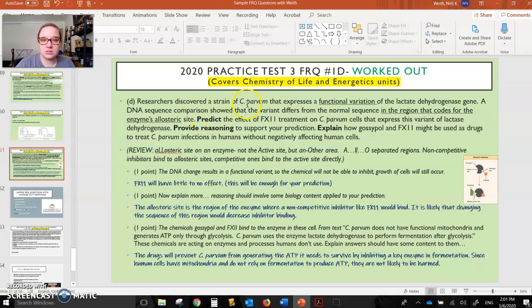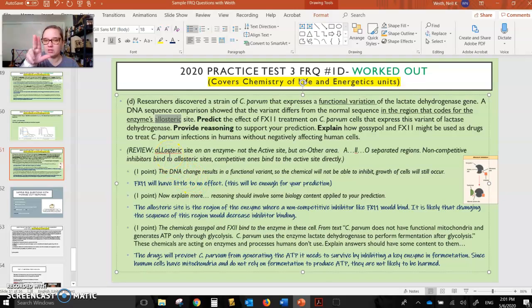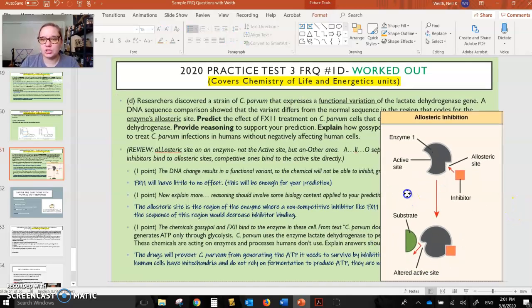A DNA sequence comparison shows the variant differs in the normal sequence in the region that codes for the enzyme's allosteric site. So allosteric is the key word here for review. Remember, I would do something like this with my hand, like A is the active site separated by the double L, O is some other site on the enzyme. So if we're talking about an allosteric site, this is non-competitive inhibition with these chemicals because they're not bonding to the active site, getting in the way of the enzyme doing its job. They are binding to some other site and causing a change in shape of the enzyme.